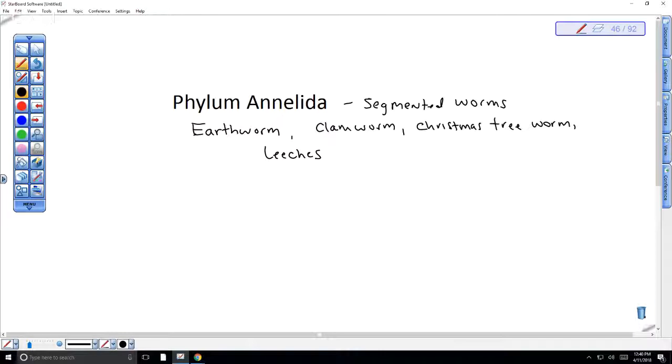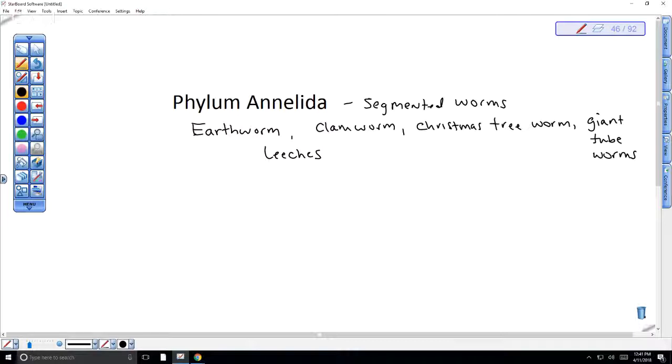Oh, and I forgot to mention, this is the giant tube worms. Okay. So we have worms that make tubes, and in some cases they're very large. They could actually be maybe 15 feet in length. Those giant tube worms tend to live really deep in the ocean, and we're going to watch a video in a minute that talks about how they obtain energy.